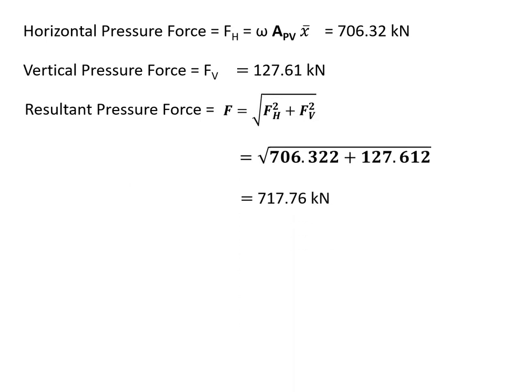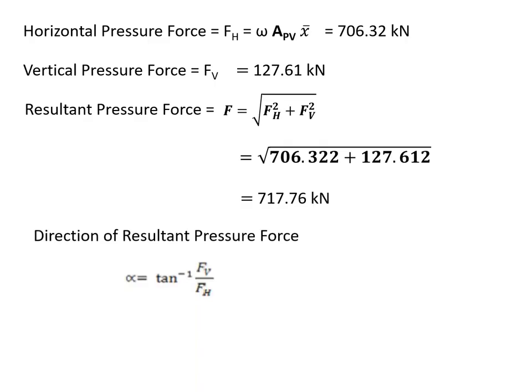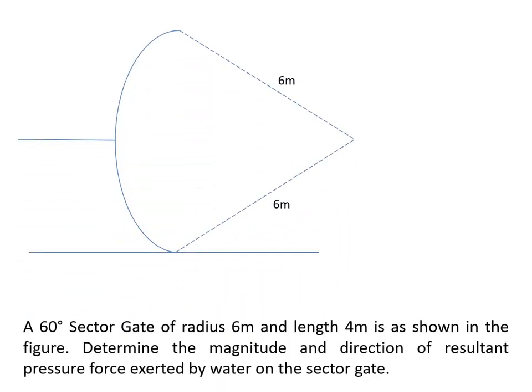So which is 717.76 kilonewtons, and also this direction can be determined by taking tan inverse of FE by FH, which gives 10.24 degrees with respect to horizontal. The same problem can be solved if we shift the water surface exactly to the middle. So that was the earlier case; the same problem I have taken, now see how the problem changes.